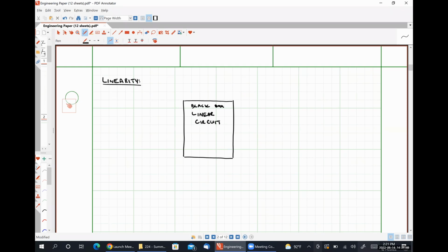On the left-hand side, we will represent our input signals. So these would be representative of our independent sources. I'm going to call my first input signal x1 of t, and I'm going to call my second input signal x2 of t.